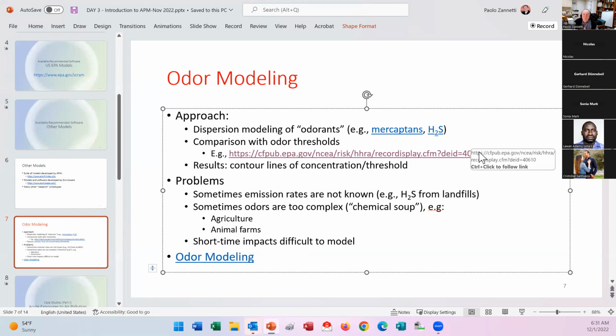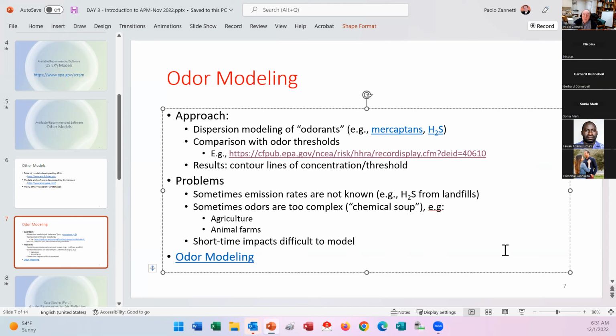But basically, conceptually, the problem is simple. We want to run our models, calculate the concentration, for example, of H2S produced by a refinery, and then establish the odor impact of these concentrations. What is the challenge here?